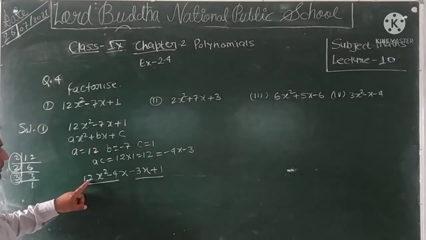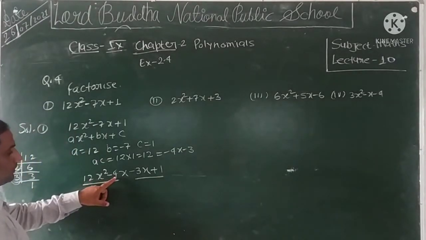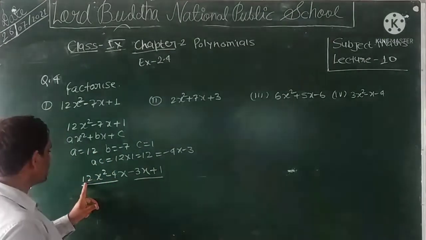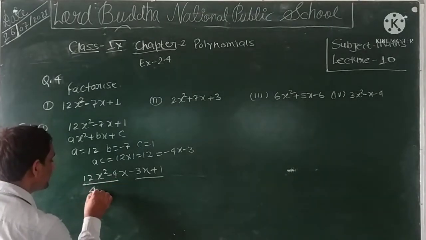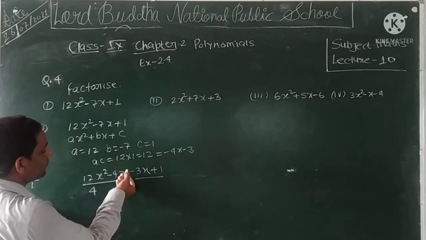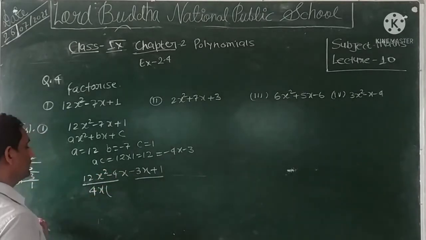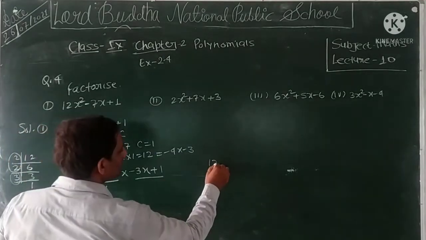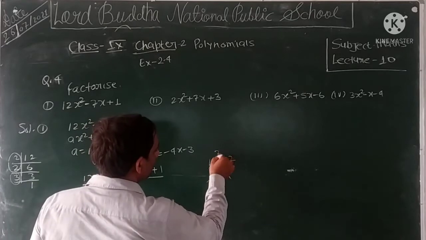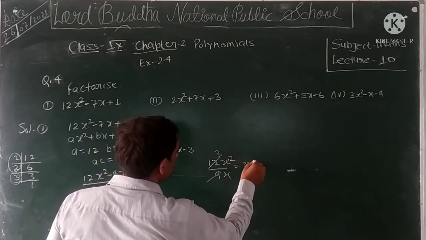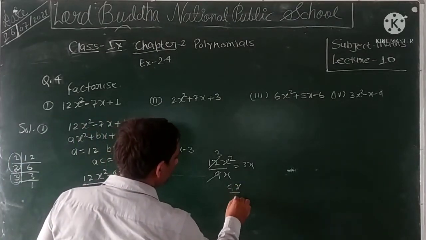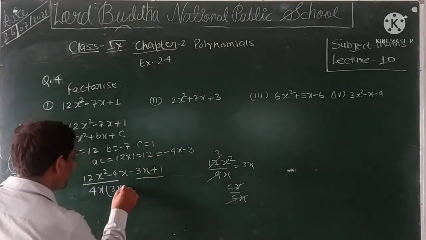We see that here 12 and here 4, and both have common factor 4. 4 3 are 12, 4 1 are 4. First of all, write 4. After that, we see that here the variable has power 2, here power 1. It has common x. Now, we divide 12x square by 4x. 4 3 are 12 and power 1 less means 3x. We write here 3x and we divide 4x by 4x. 4 1 is 4. We write here 1.